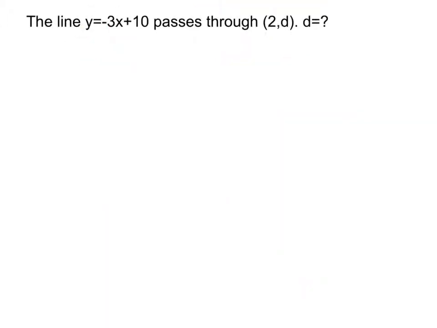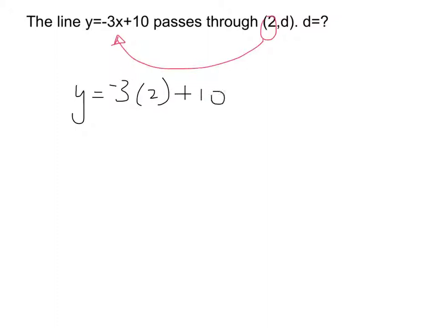Now for this next question, we're told that the line y equals -3x plus 10 passes through the point (2, d). Now we need to find out what d is equal to. This is just a matter of getting our x coordinate 2 and substituting it into our equation. So y is equal to -3 times 2 plus 10, which is -6 plus 10, which will equal 4. So that tells us that d is equal to 4. That's all you have to do with that one.